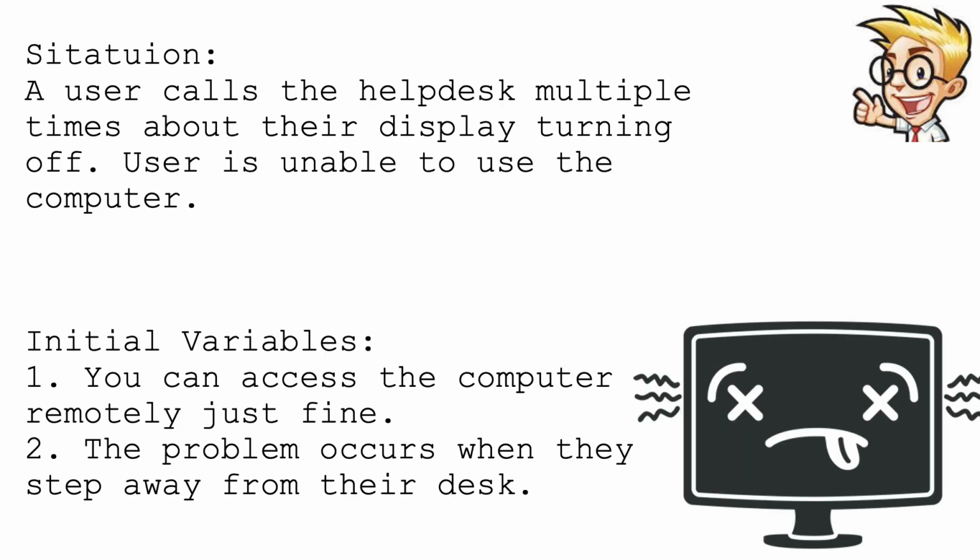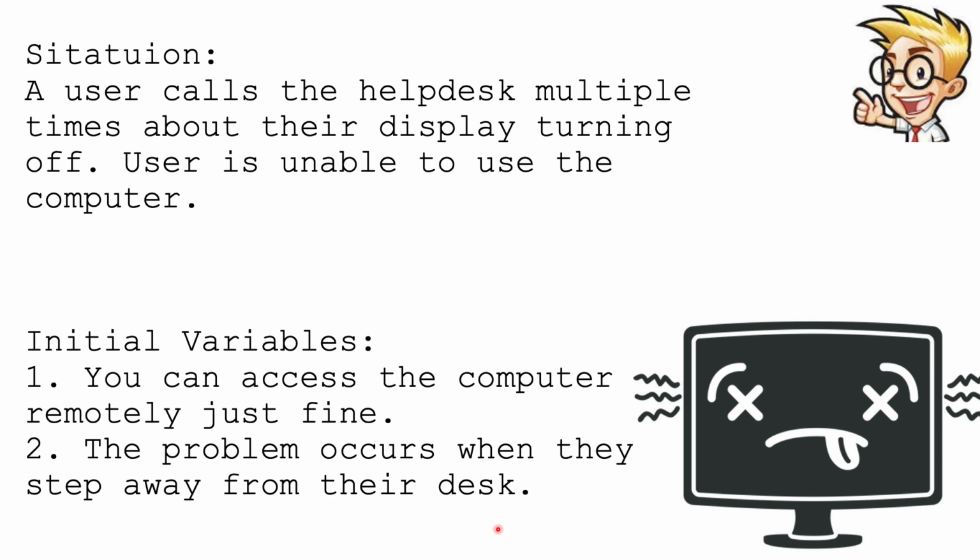Okay, let's get started. A user calls the help desk multiple times about their display turning off. She is unable to use the computer. So that's our situation. As you are taking a look, here are some of the first situational variables. You can access the computer remotely just fine, so on your end, it looks totally normal. And the problem occurs when they step away from their desk. So it's pretty strange, isn't it? Can you think of what would go wrong and why this would happen?